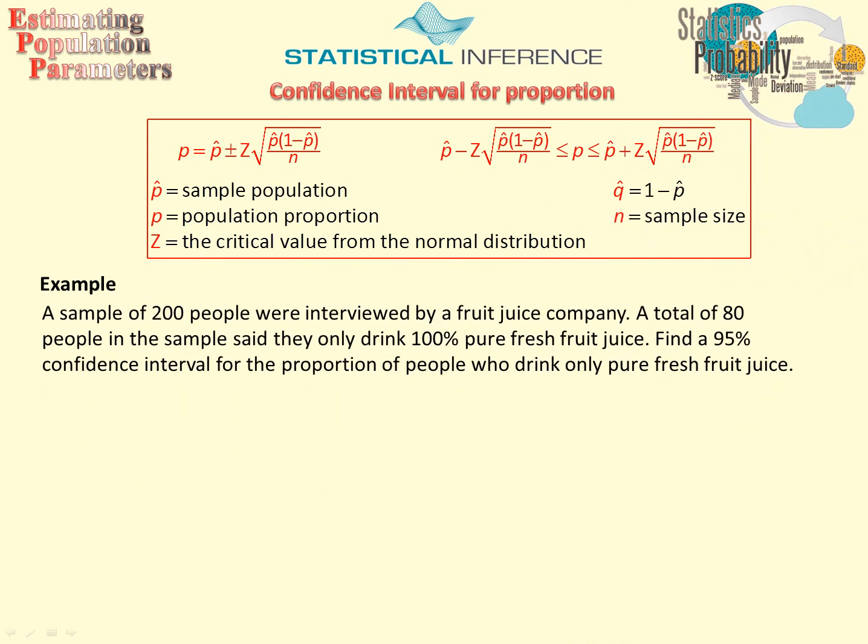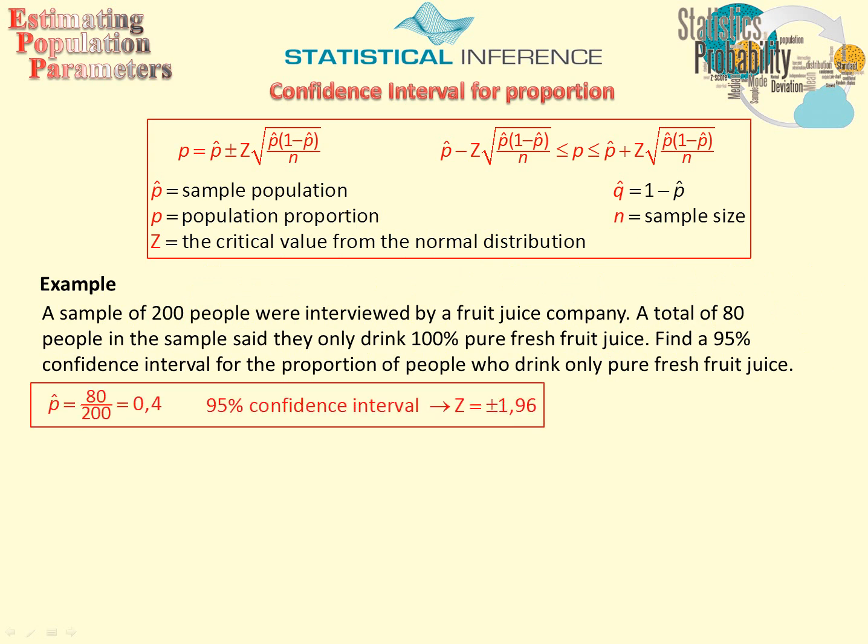A sample of 200 people interviewed by a fresh fruit company. A total of 80 people in the sample said they only drink 100% pure fresh juice. Find the 95% confidence interval for the proportion of people who drink only pure fresh juice. Well, we have 80 out of 200, so we work that out. Sorry, 80 divided by 200, 0.4, P hat.